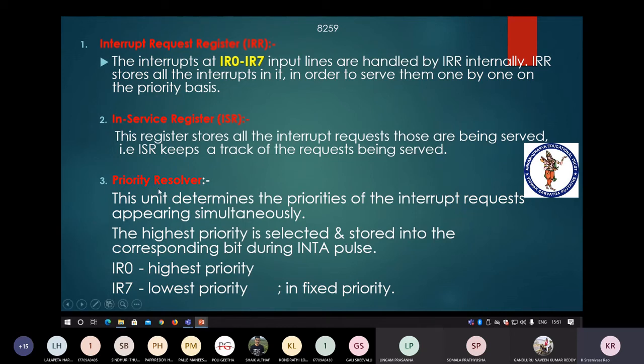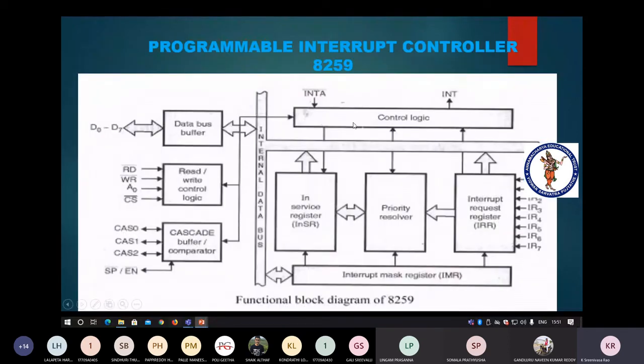This priority resolver selects the highest priority request and stores it in the in-service register. IR0 is the highest priority and IR7 is the lowest priority. This is the fixed priority as per the hardware. Those priority levels we can change according to the mode of operation of the 8259. So these are the major block representations.